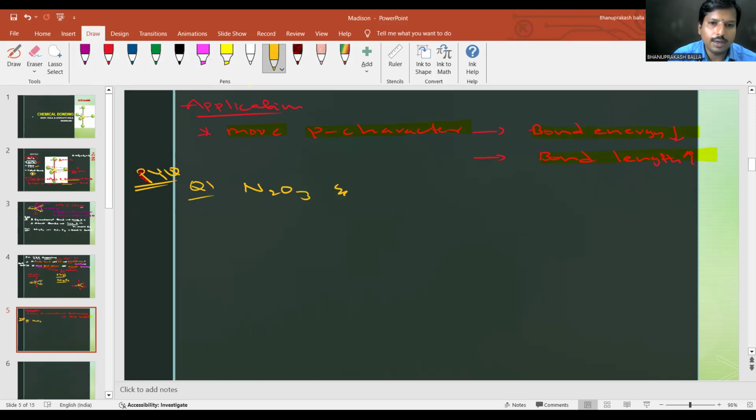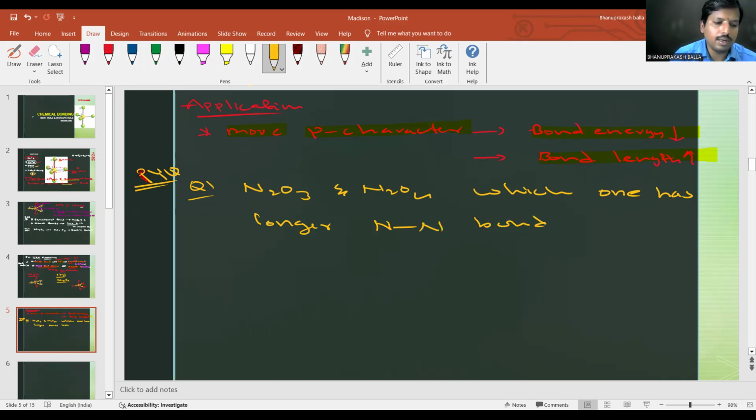N2O3 and N2O4 molecules. My question: which one has the longer N-N single bond length? Which is the longer N-N bond? So what are the molecules?